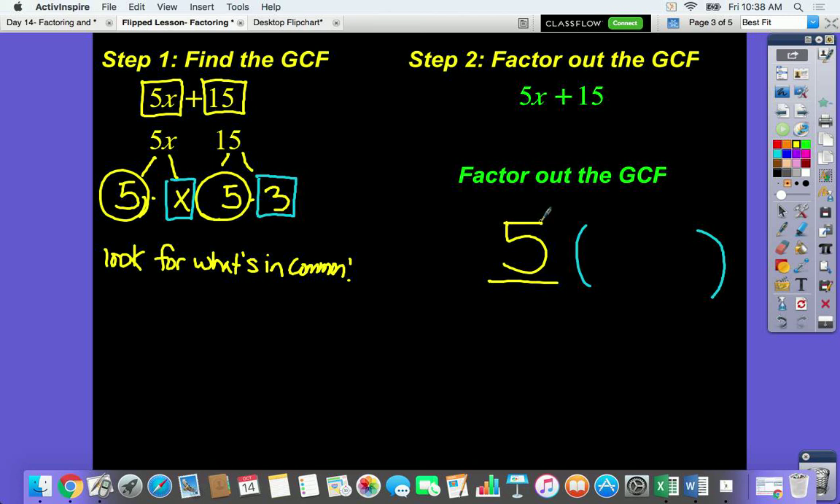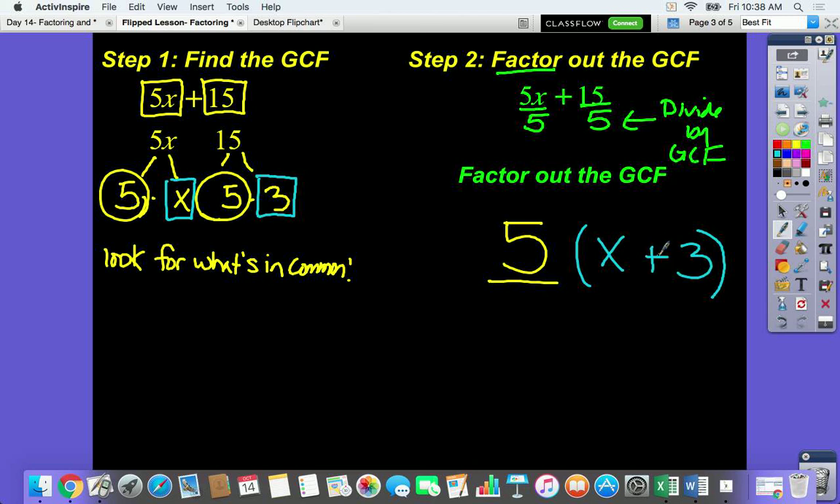So I'm ready to place my GCF where it belongs in the problem, and I want us to think about this in 2 ways. Not only are the x and the 3 the leftovers, but think about when we factor, when we divide each term by the GCF, 5x divided by 5 gives us a value of x. 15 divided by 5, right? We're dividing by the GCF. 15 divided by 5 gives us 3.